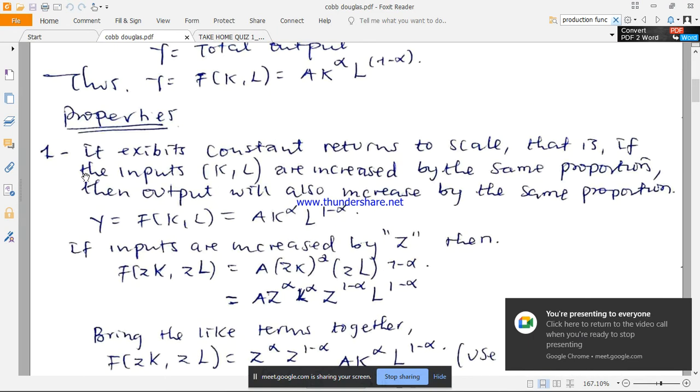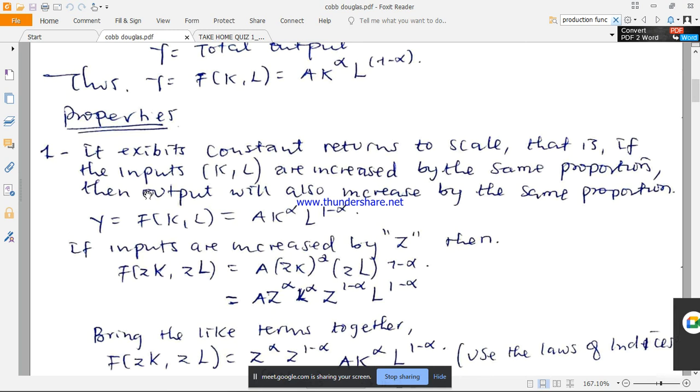Okay, so for the sake of Mary, we are trying to prove that this production function exhibits constant returns to scale. We know that constant returns to scale implies that if we increase inputs by any amount, let's say Z, then output is also going to increase by that very amount. So that is what we're trying to prove here.